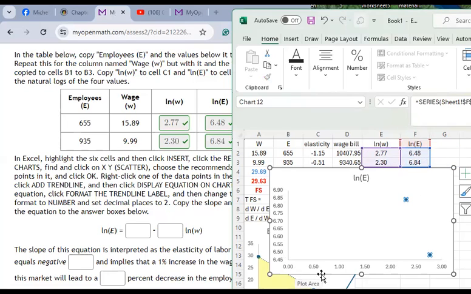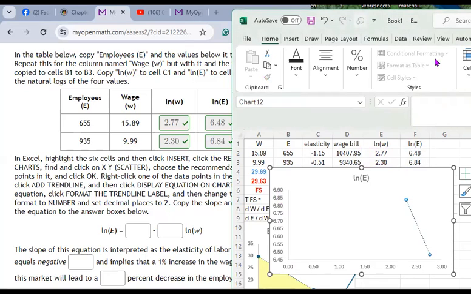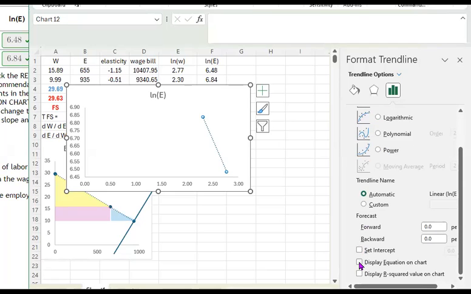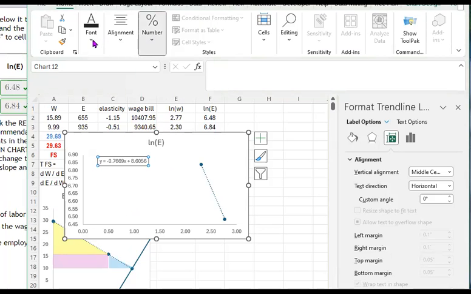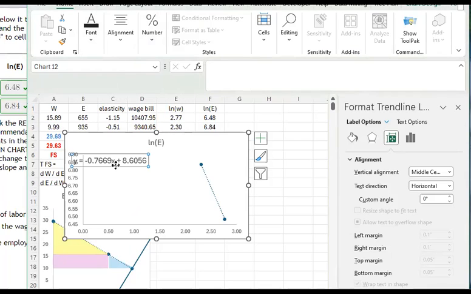Okay, so now we got the natural log of wages on the x-axis, and we have the natural log of E on the vertical axis. And we know that because these values are generally bigger than these values, right? And then we can insert our trend line, right? We can insert a trend line that is linear, and then we want to display the equation on the graph. And then increase the font for, I don't know, 14. Okay, I think this makes more sense.